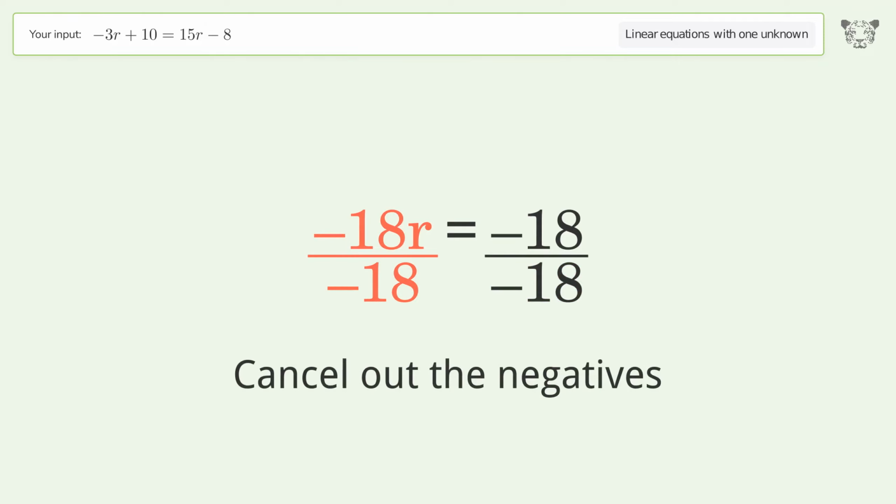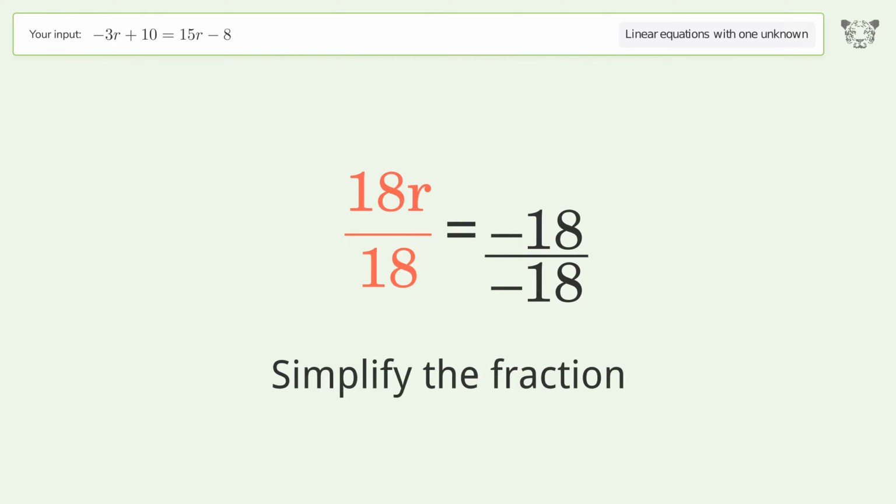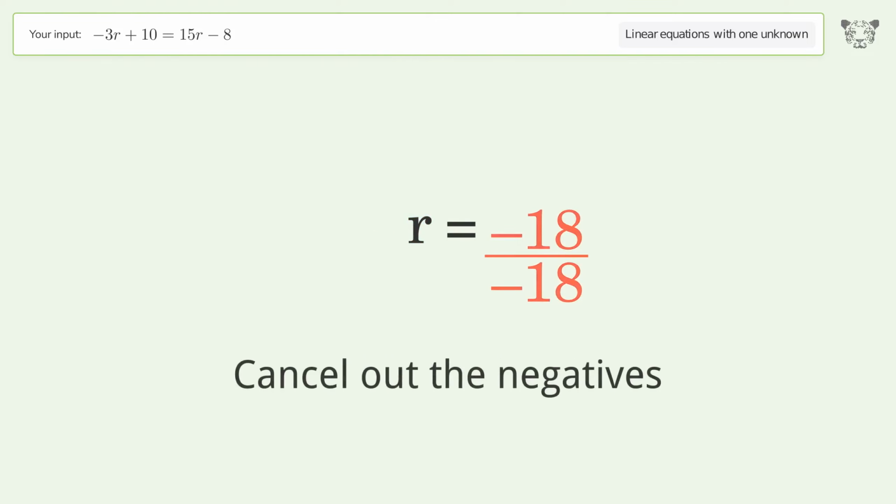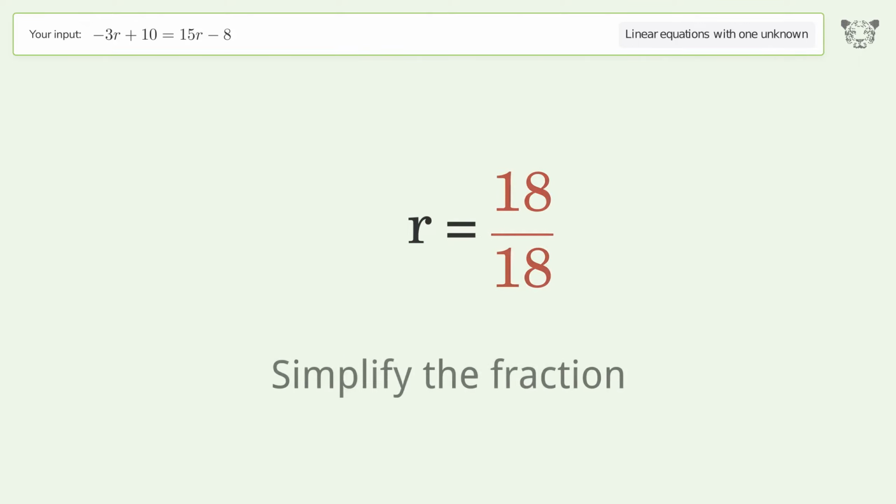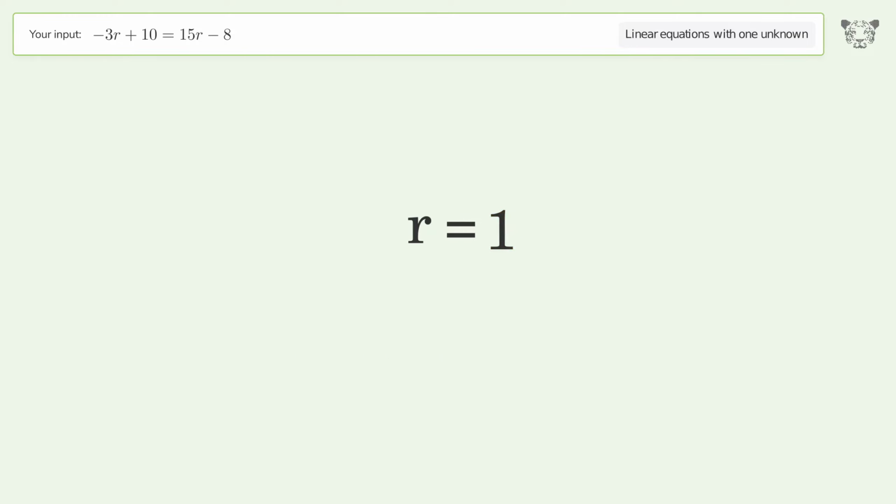Cancel out the negatives. Simplify the fraction. Cancel out the negatives. Simplify the fraction. And so the final result is r equals 1.